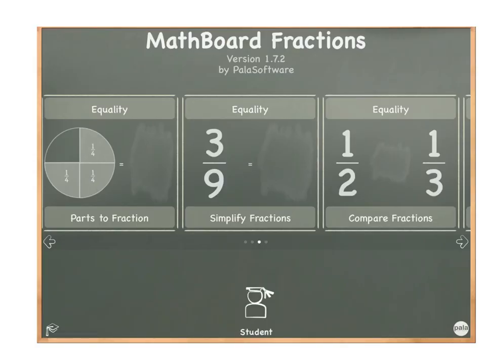In MathBoard Fractions, I'd like for you to continue practicing on parts to fractions, and then I'm thinking that you can compare fractions. Remember the rule: 2 times 1 is 2, 3 times 1 is 3, 3 is bigger than 2, so 1/2 is bigger than 1/3. All right. You can also check out simplifying fractions. That might be a little tougher, but I will be doing a lesson on that soon.